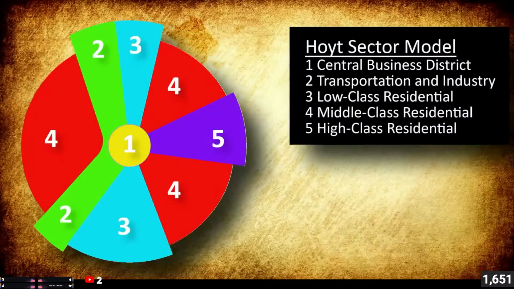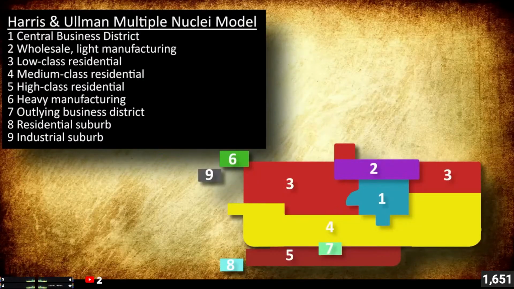The next model we have is the Hoyt sector model, which is a city developed in a series of wedges, with the CBD in the center of the city. Here, transportation and industry go through the city. This model is based around different economic and environmental factors. Next, we have the Harris and Ullman multiple nuclei model. This model still has a traditional CBD. However, we start to see that the city has multiple CBDs. Each CBD or node of the city will attract certain people and jobs.